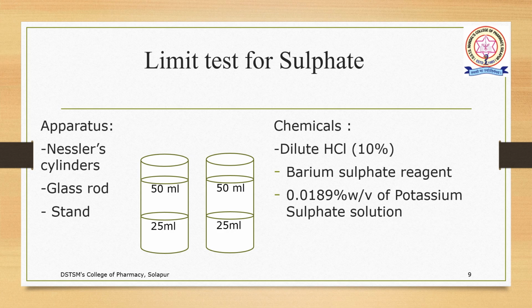Here we'll again require the Nessler cylinder, glass rod, and stand. Now the chemicals: dilute HCl, barium sulfate reagent, and 0.0189% weight by volume potassium sulfate solution. For preparation of barium sulfate reagent, we require barium sulfate, barium chloride, and sulfate free alcohol. Due to this combination, the limit test for sulfate will be made superior.